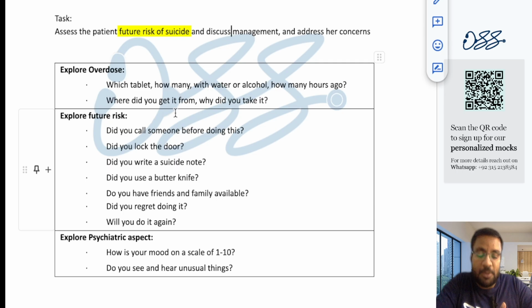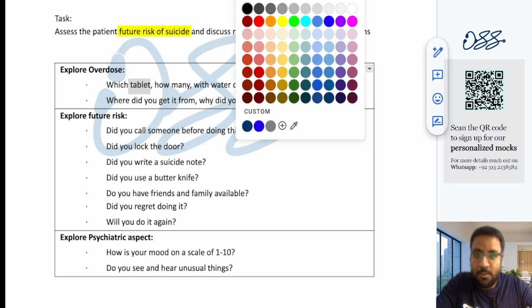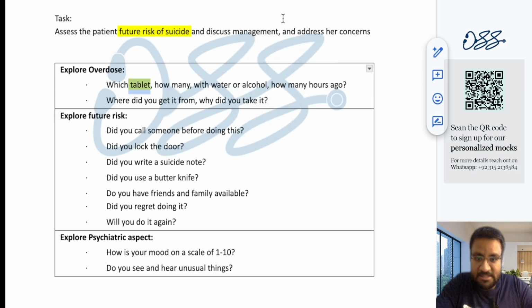need to explore what the overdose was. Okay, exploring the overdose, which medication was taken, how was it taken. Okay, and there are a couple of questions that you need to ask about it. Number one, which tablet did you take? Okay, it was paracetamol, it was opioids, it was OCPs, it was antibiotics. Okay, it was antiemetics, it was antihistamines. Like, what was the tablet that they took? Okay, the first question.